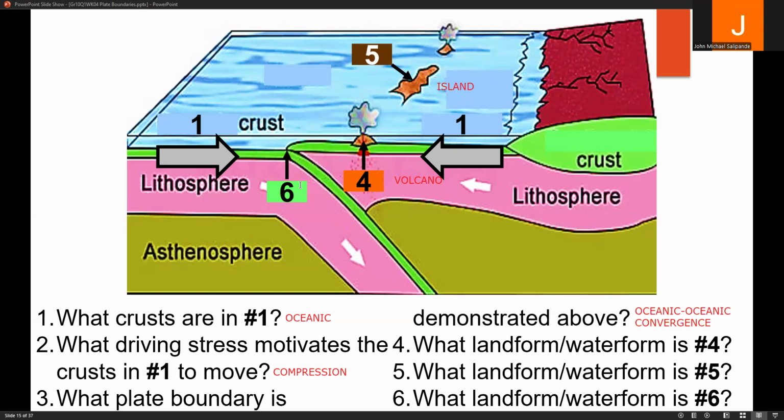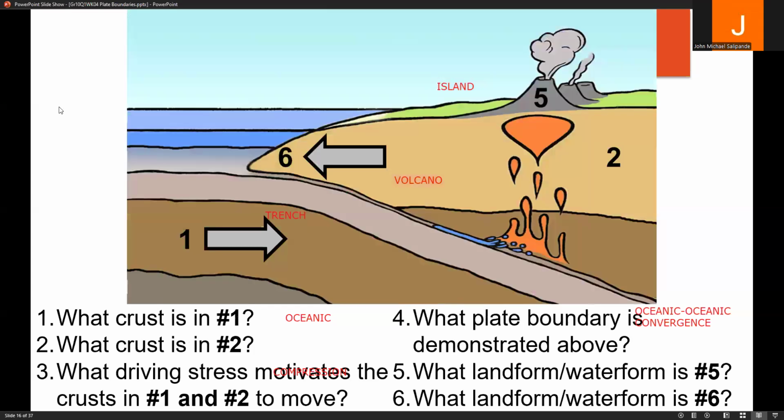And number six, the deep portion wherein the oceanic crust subducts another oceanic crust is called a trench. And there you go. That means in this recap, this entire picture is a demonstration of oceanic convergence and its geological formations. All right, let's move on to the next picture. Let me just erase all the answers.